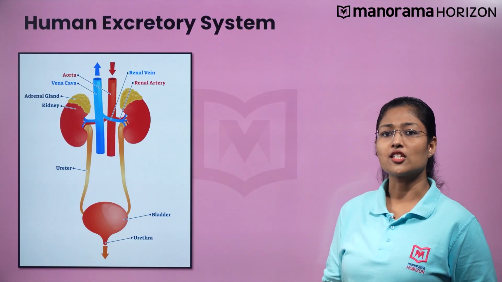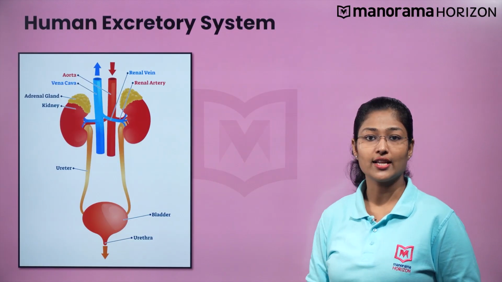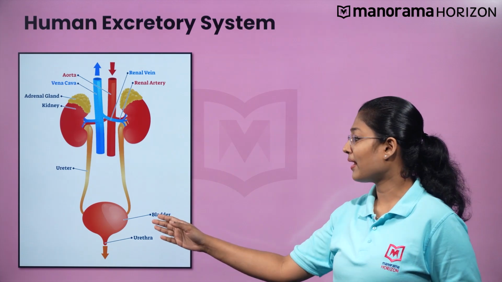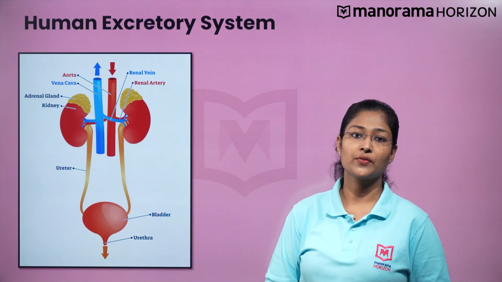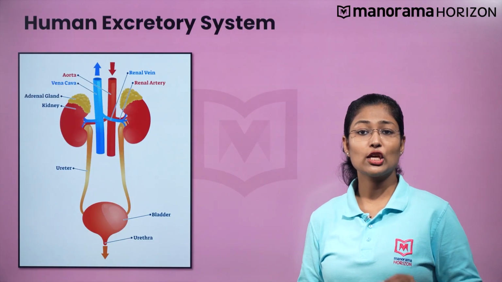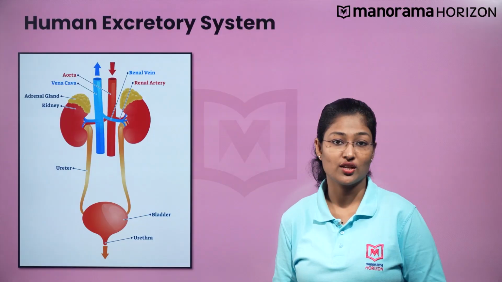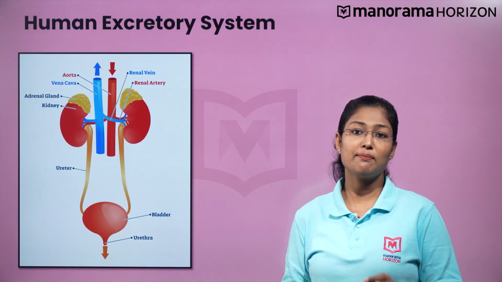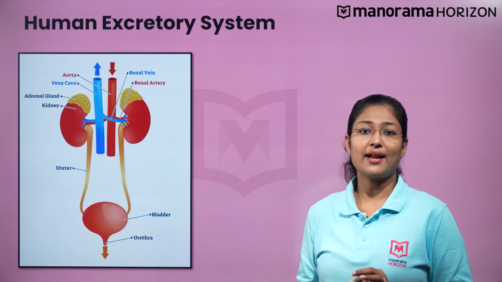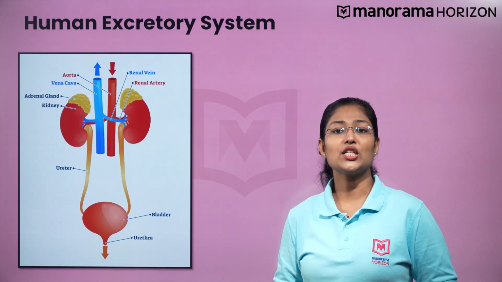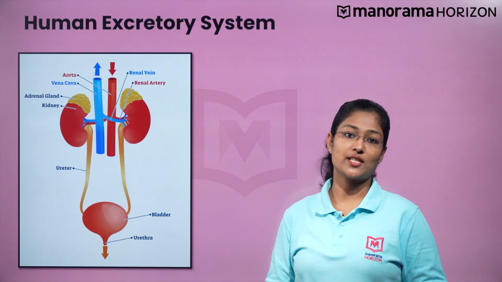The excretory system consists of a pair of kidneys, one pair of ureters, and a urinary bladder along with the urethra. Recall that the human excretory system is of mesodermal origin, except the urinary bladder. Urinary bladder has an endodermal origin. Let us try to learn each part in specific.